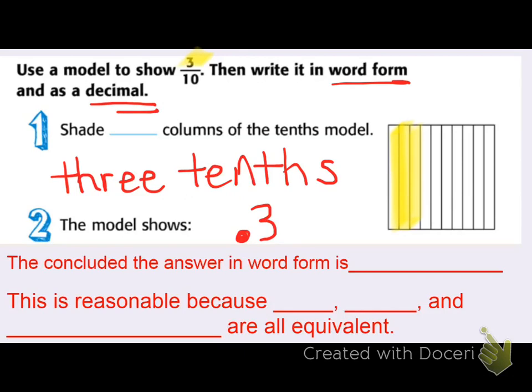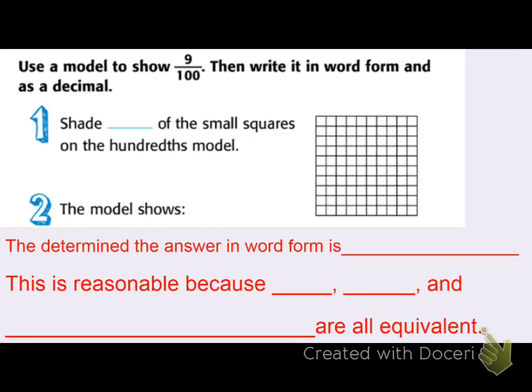Finally, is it reasonable? Well, it's reasonable because I know tenths is a decimal, so it's going to be on the right side of the decimal, the barrier, the separator. So the 3 is in the tenths place. It's reasonable.